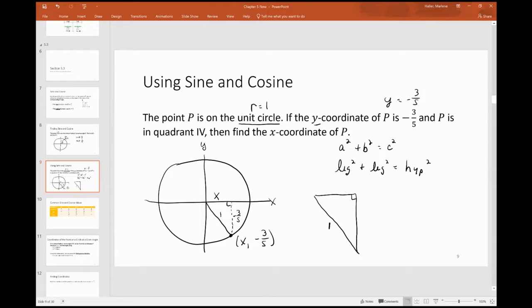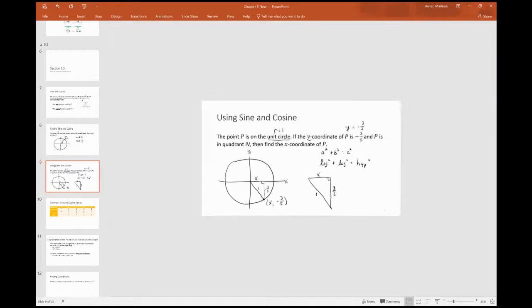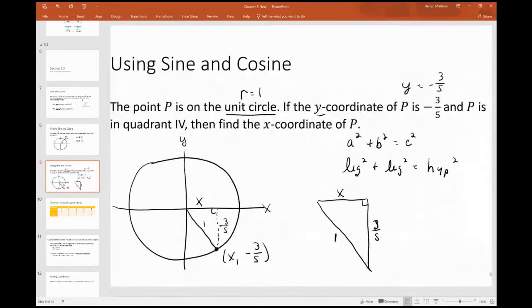This top leg, we don't know what that one is. It's x, but we do know that the vertical leg measures 3/5. I'm not worrying about the negative right now because it's really just the measure of a leg of a triangle. I can now use the Pythagorean theorem to find the value for x. I can say that, what was that? Get that big again.